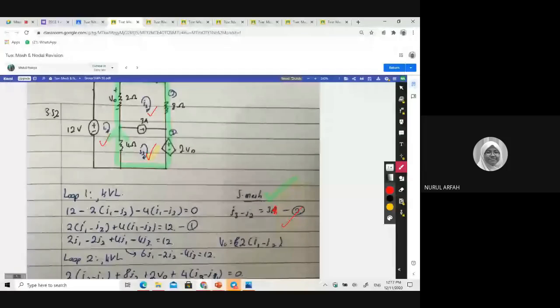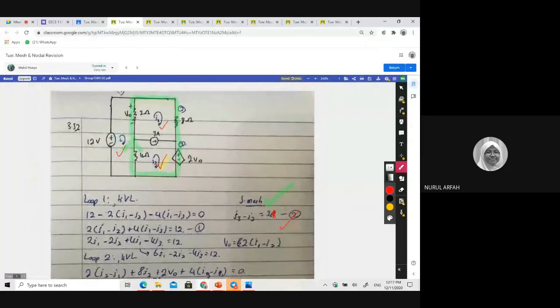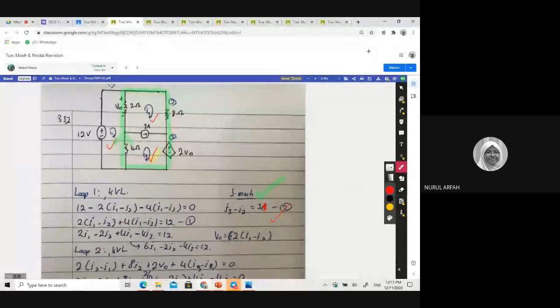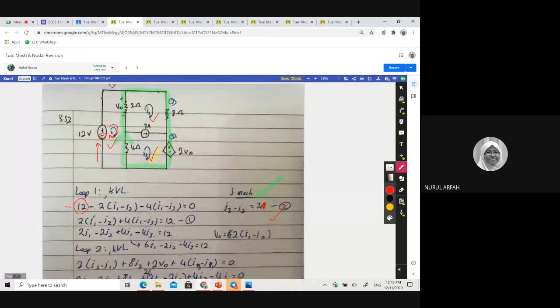KVL, where is this KVL? At loop 1, I think. Yes, loop 1. So negative. Okay, it should start from, if you follow your current direction here, you will see the negative side. So negative first, and then I think our brother here, maybe you use the other way around. So it's still okay if you do it correct. So if this is plus 2 I1 minus I2, and then you have a plus. Why plus? Because current is entering a passive element 2 ohms. So you should have a plus here. So that's why this is a plus.